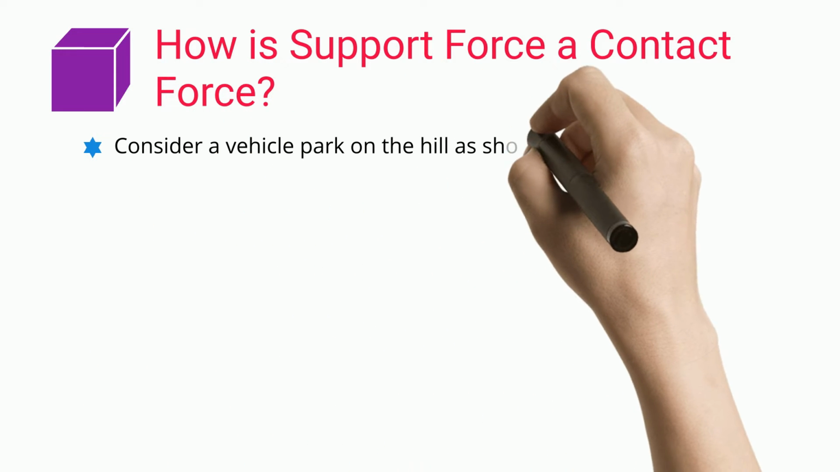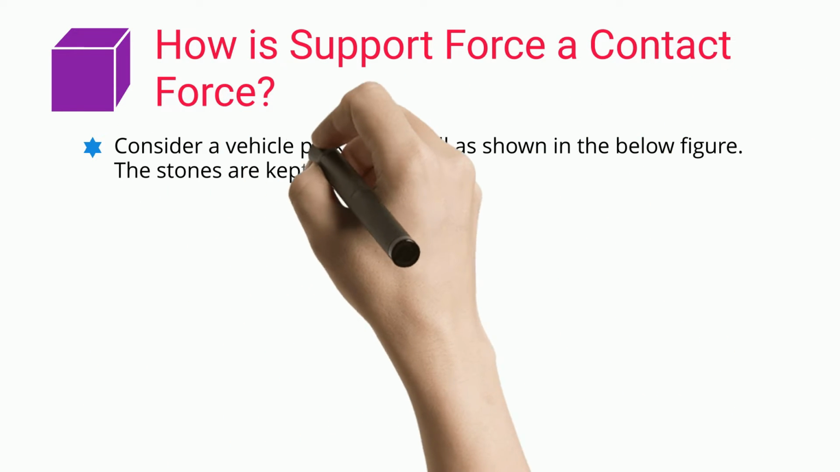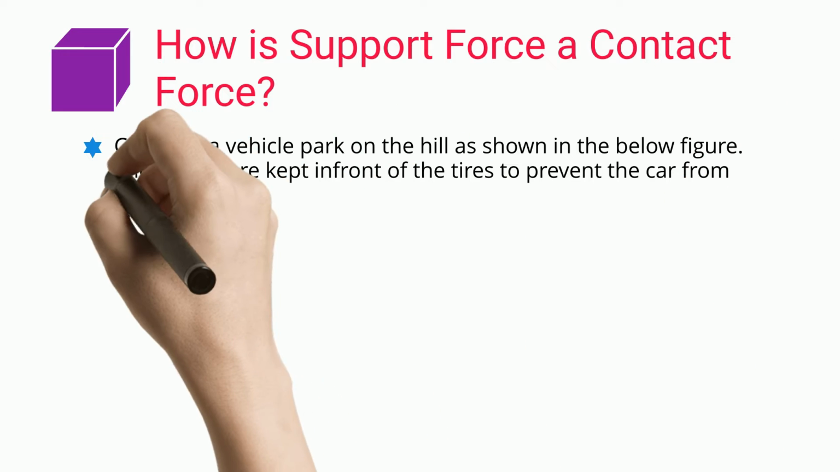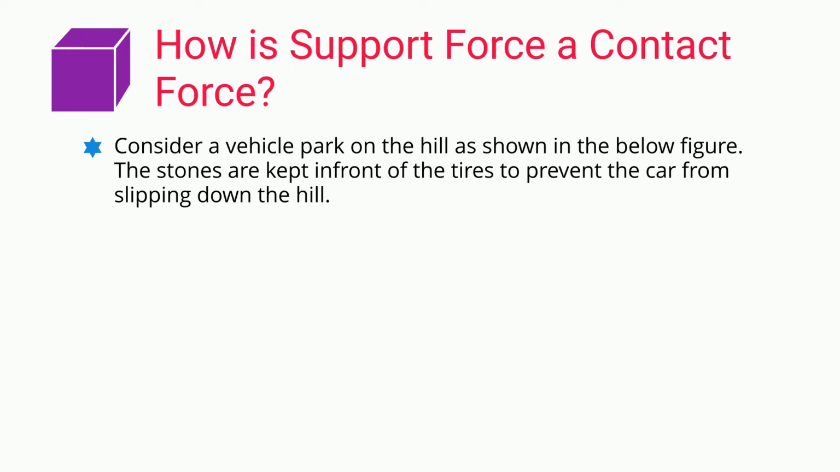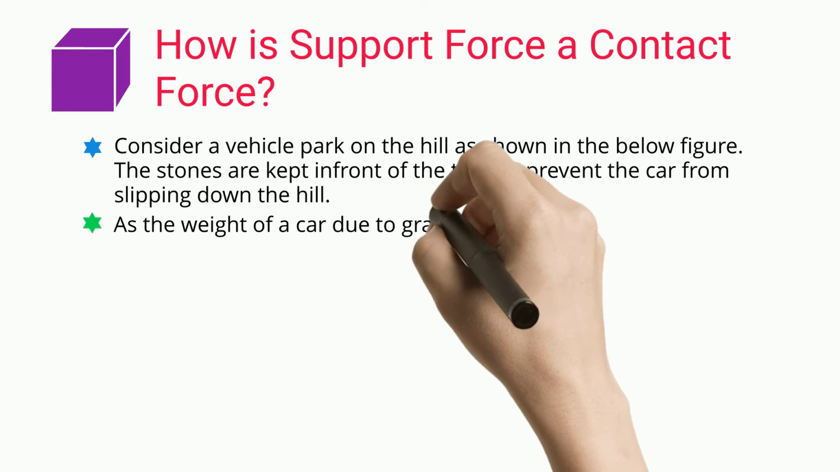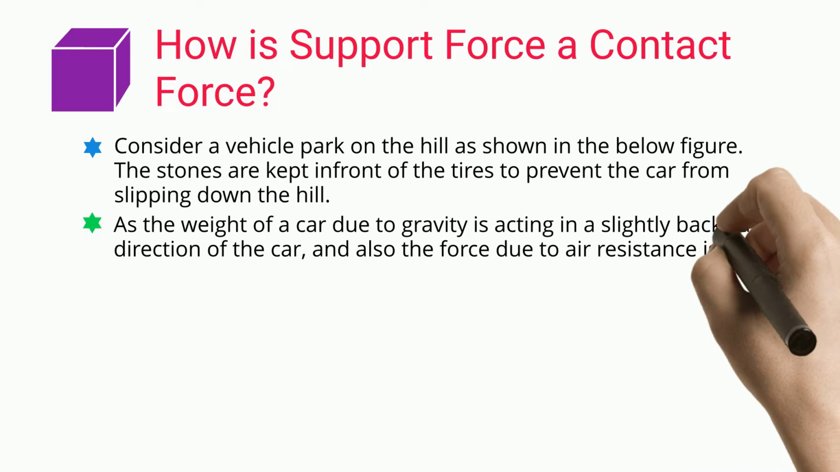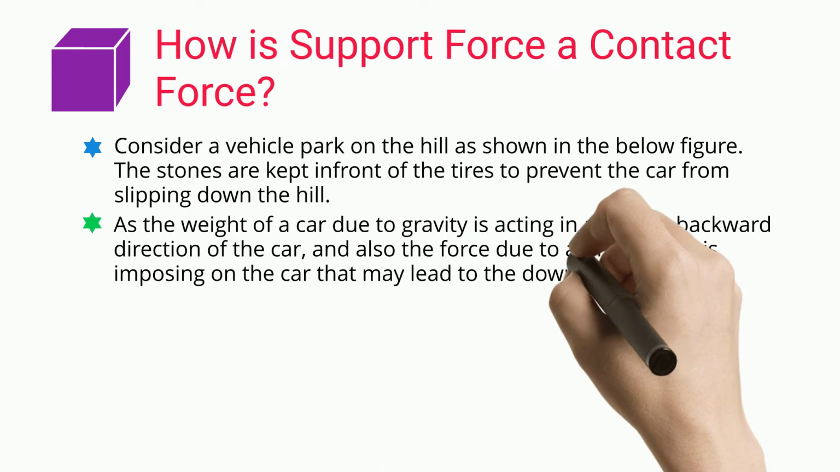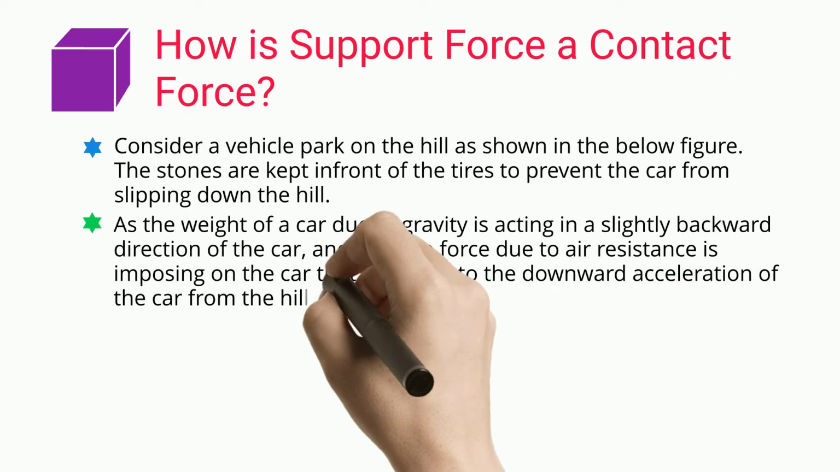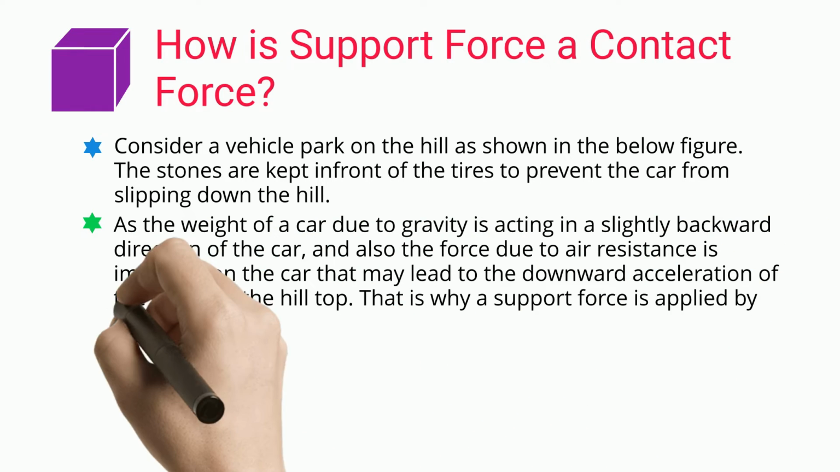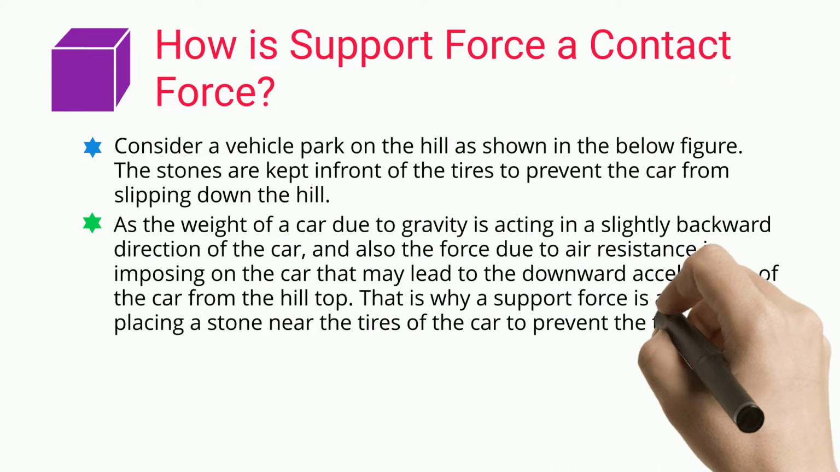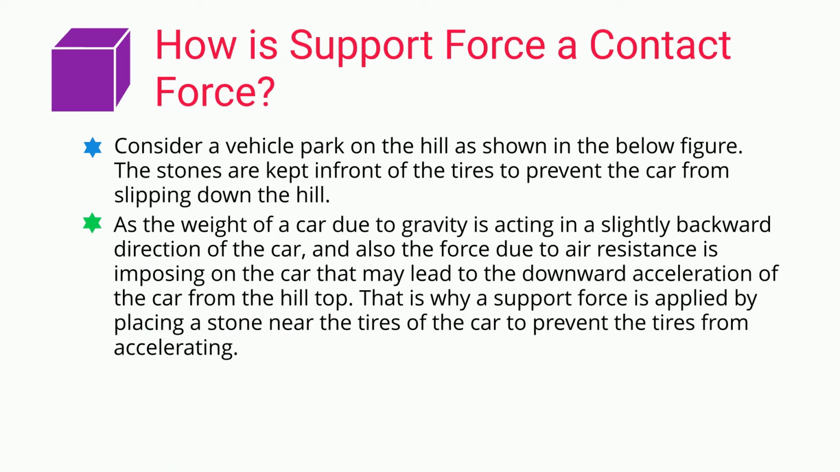Consider a vehicle parked on the hill as shown in the below figure. The stones are kept in front of the tires to prevent the car from slipping down the hill. As the weight of the car due to gravity is acting in a slightly backward direction of the car, and also the force due to air resistance is imposed on the car, that may lead to the downward acceleration of the car from the hilltop. That is why a support force is applied by placing a stone near the tires of the car to prevent the tires from accelerating.